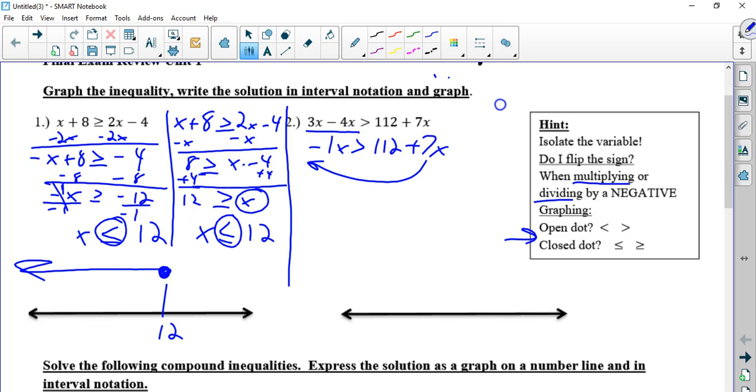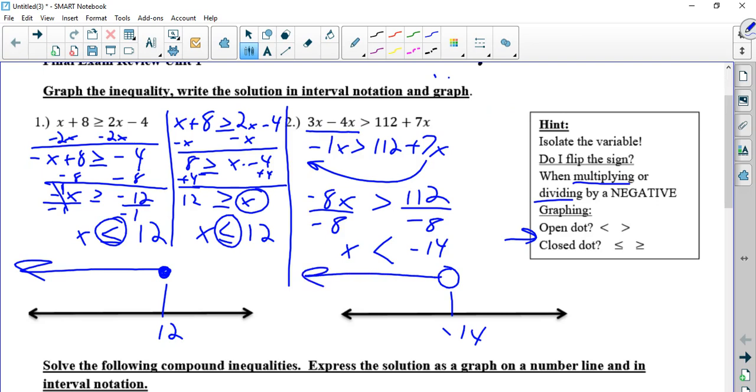Either way, you're going to have the same amount of moves. If you move the 7x over, you've got to remember to flip the symbol. That's an extra move. If you move the negative 1x over, you have to move the 112. So it's really up to you how you want to do it. But I'm going to go with this. Negative 8x is greater than 112. Now at this point, as soon as I think about dividing by a negative, go ahead and flip that symbol. That's going to give me positive x is less than negative 14. Again, let's put negative 14 here. This is going to be an open dot going this way.